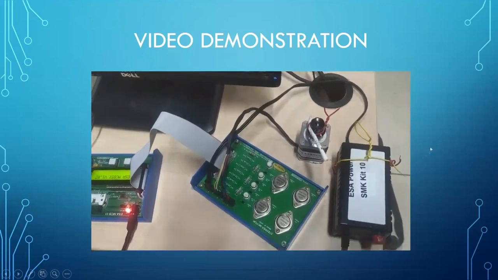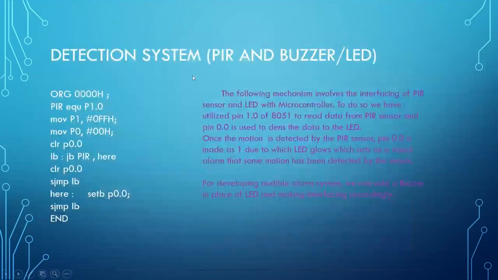So this was all about the door locking system that we developed. Moving to the other module, that is the detection system, which is the main part of our project. This uses a PIR sensor and LED in our case. Here 8051 acts as a central unit which takes input from the PIR sensor and gives that input to the LED. This is the code implementation.